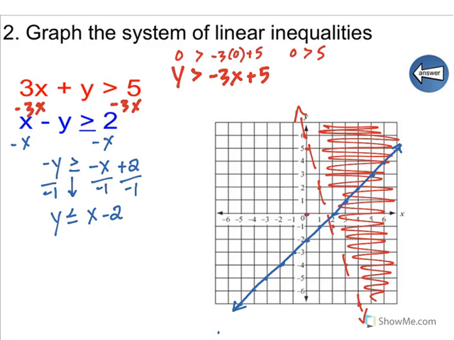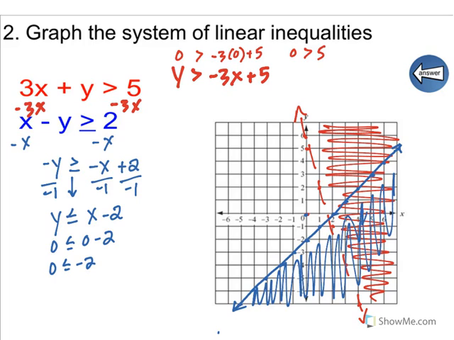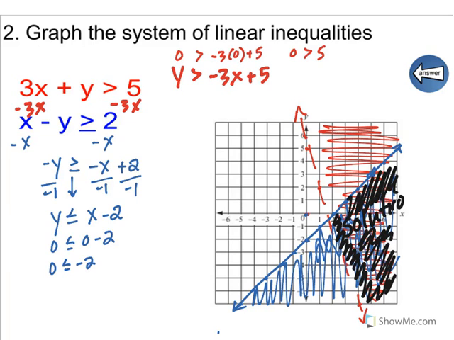I'm going to use my test point of 0, 0 here. If I plug in 0, 0, if it's not a solution, I'm going to shade below. If it is a solution, I'm going to shade up. 0 is less than or equal to negative 2 is what this says. That is not true. So I'm not going to shade up. I'm going to shade underneath. My solution here would be right here, again, where the shaded regions overlap. So my solution would be where my two shaded regions overlap.